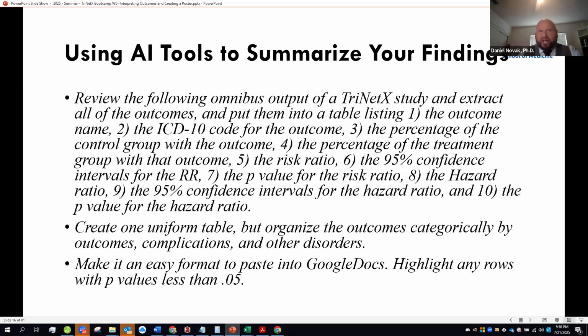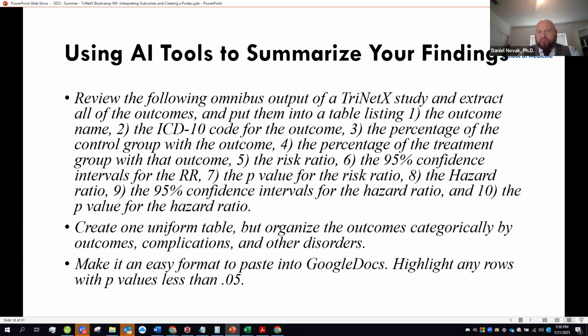You can upload your Word document and say, review the following omnibus output of a TriNetX study and extract all the outcomes and put them into a table listing, one, the outcome name, blah, blah, blah. You can see all these different factors. This basically describes exactly how a table in a manuscript might look.